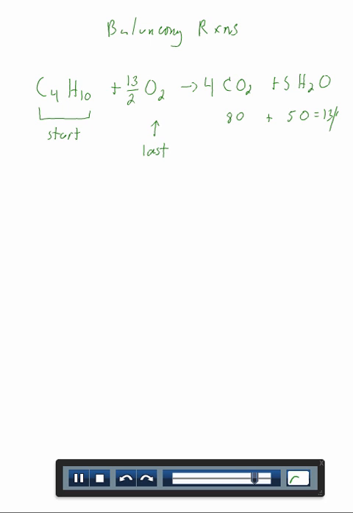Okay, so commonly we'll change all the coefficients to whole numbers. So if we multiply all the coefficients by 2, then we will have all whole number coefficients. So that would be our balanced equation.